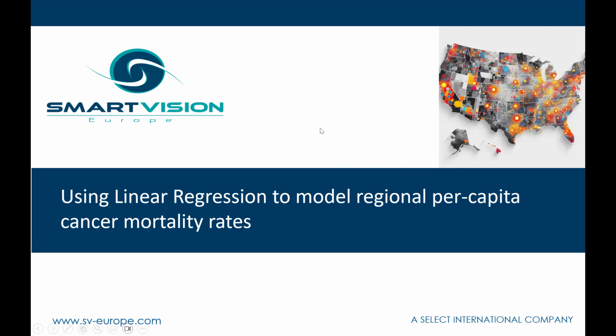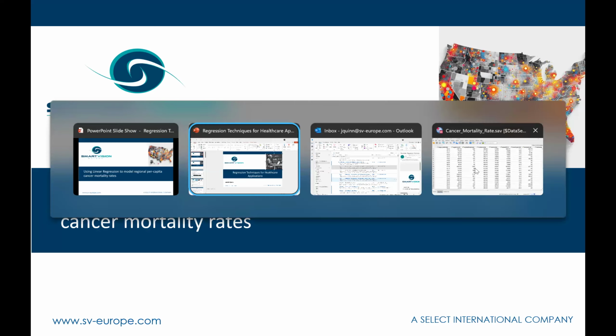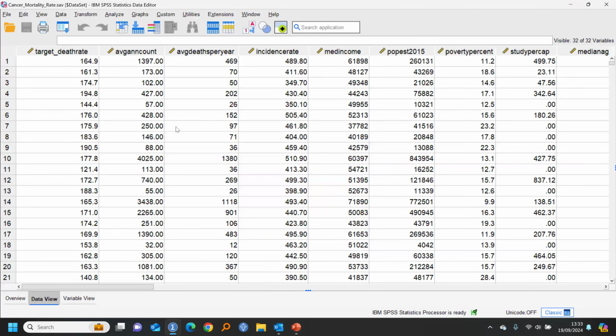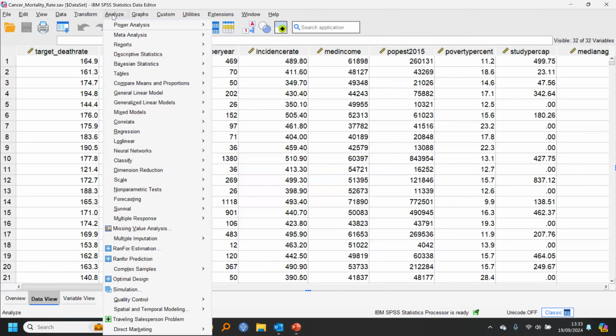Okay, what about if we want to use linear regression to model regional per capita cancer mortality? Let's do that. Let's jump on to a data set here. First of all, I want to explore the data set because I talked about correlations earlier, and this will help me identify where the strongest relationships are within the data. So I'm going to go to analyze up here.